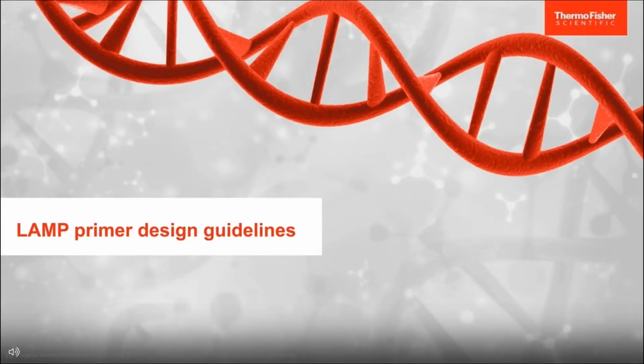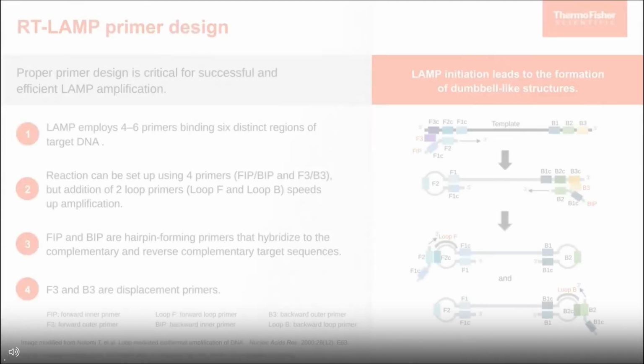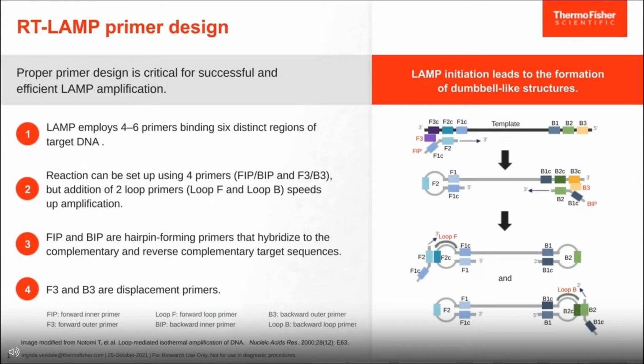As mentioned, LAMP primers are crucial for successful LAMP amplification, and here are some guidelines on how to successfully design primers. LAMP employs 4 to 6 primers binding 6 distant regions of the target DNA, and even though the reaction can be set up using 4 primers, so inner and outer primers, addition of the 2 loop primers significantly speeds up amplification. Inner primers are hairpin-forming primers that hybridize to the complementary and reverse complementary target sequences, which forms the dumbbell-like structure and leads to the auto-cycling LAMP.